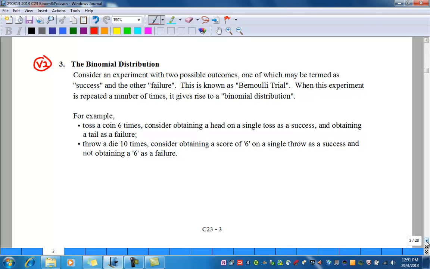For example, toss a coin 6 times, considering obtaining a head on a single toss as a success and obtaining a tail as a failure. Throw a die 10 times, considering obtaining a score of 6 on a single throw as a success and not obtaining a 6 as a failure.